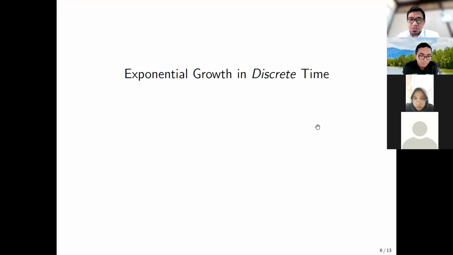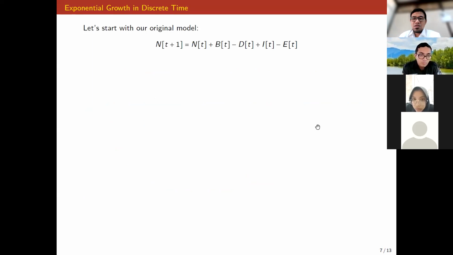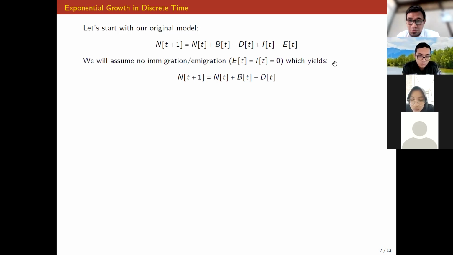Okay, let us discuss the modeling of exponential growth in discrete time. Recall our equations that we have discussed before. Now we will have again simplifications. There is no immigration or emigration, so no one comes to our place, and no one moves from our place. If we assume this, of course, we can make E_t and I_t equal to 0. So if E_t and I_t are equal to 0, we will have these equations.